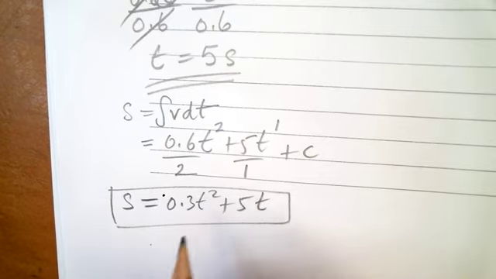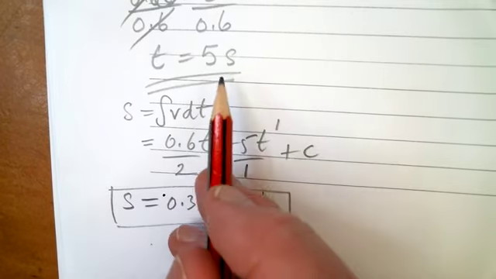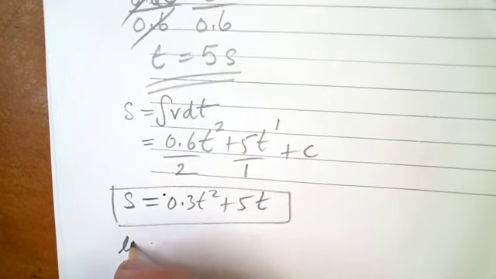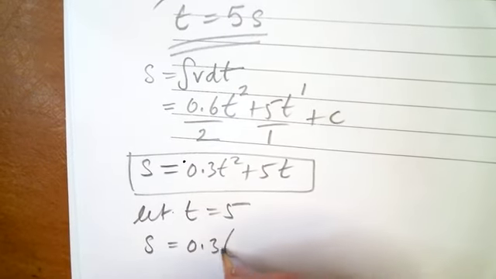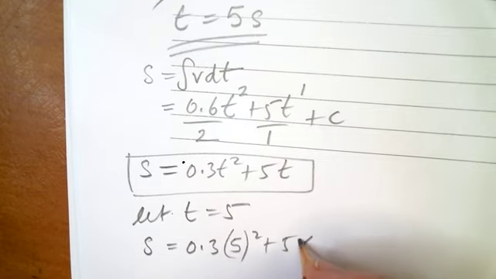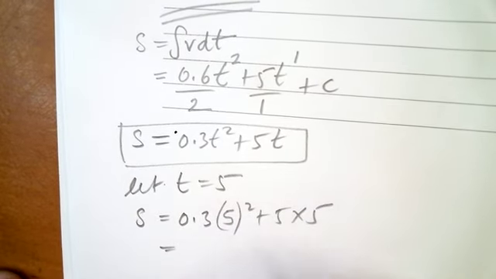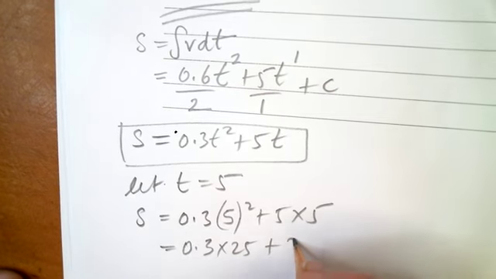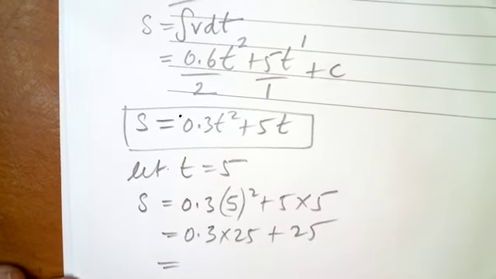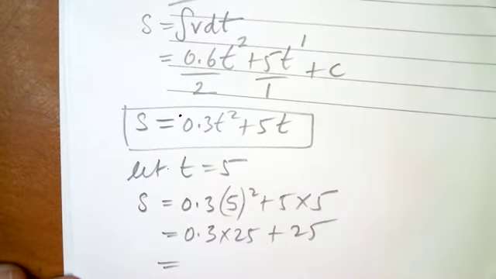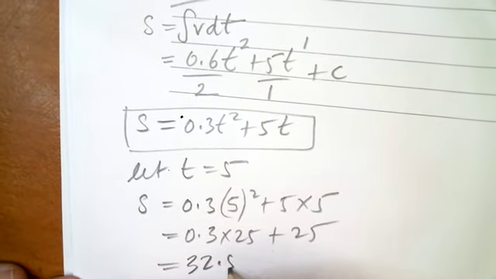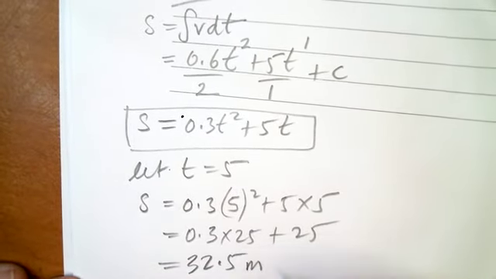Now, let's put into that the time, and we know the time is 5 seconds. So let t equal 5. S is equal to 0.3 times 5 squared plus 5 times 5. 5 squared is 25, so it's 0.3 times 25 plus 5 5s are 25. So let's have a look at this. We've got 0.3 times 25 plus 25. And we get 32.5. 32.5, and of course the distance is going to be in meters.